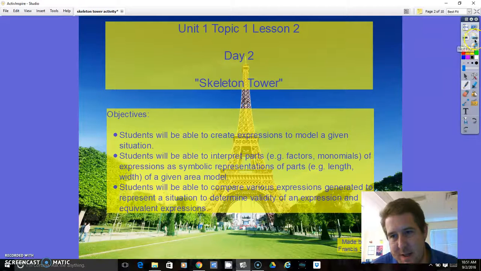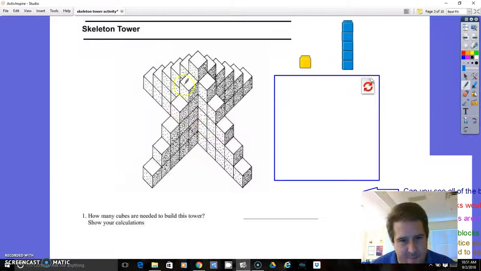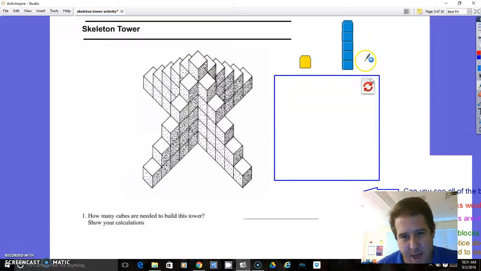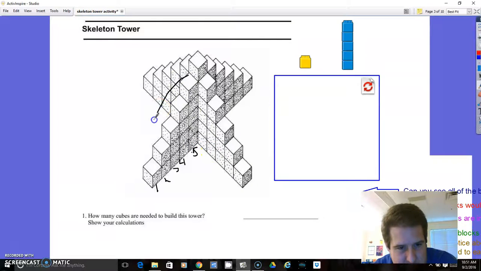So, getting into the skeleton tower activity. We have an activity that we did in class where we're trying to figure out how many blocks are in the entire shape. Each wing is 5 plus 4 plus 3 plus 2 plus 1. 2 plus 1 makes 3, plus 3 more makes 6, plus 4 more makes 10, plus 5 more makes 15. So that tells us that each wing requires 15 blocks.